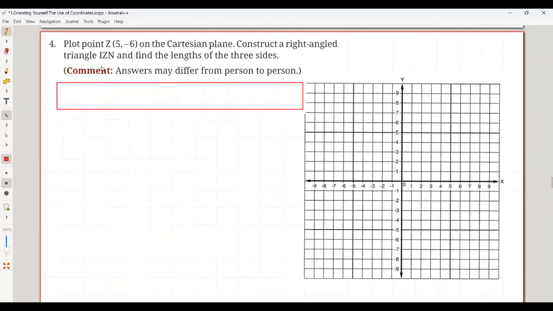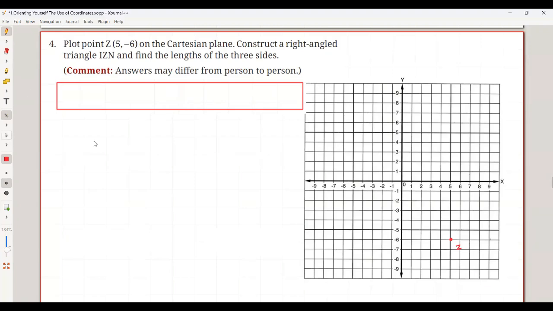Fourth one. Okay, plot the point Z (5, -6) on the Cartesian plane. Construct a right angle triangle IZN and find the length of the other three sides. Okay, only one point is given. Z is equal to (5, -6). So now this is my (5, -6). Only this is Z. I have to make the other 2 points so that I'll be getting a triangle. After getting the triangle, we have to find out the length of the other 2 sides.